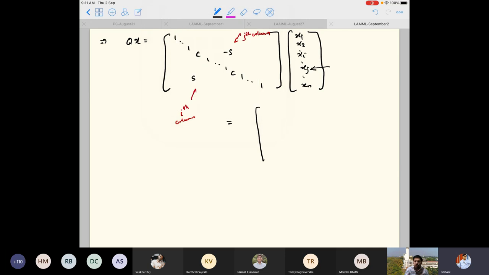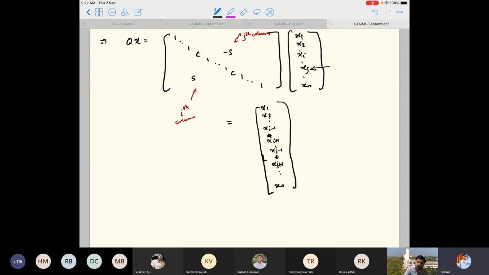So what will be the product after this rotator? Which are the components that are going to change and which are the components that are not going to change? First, can you tell me that? Xi and xj will change, all other components will be same. So x1, x2 up to xi minus 1. Then I don't know what will happen to xi plus 1 up to xj minus 1. Then I don't know what happens to xj. Then xj plus 1 up to xn.